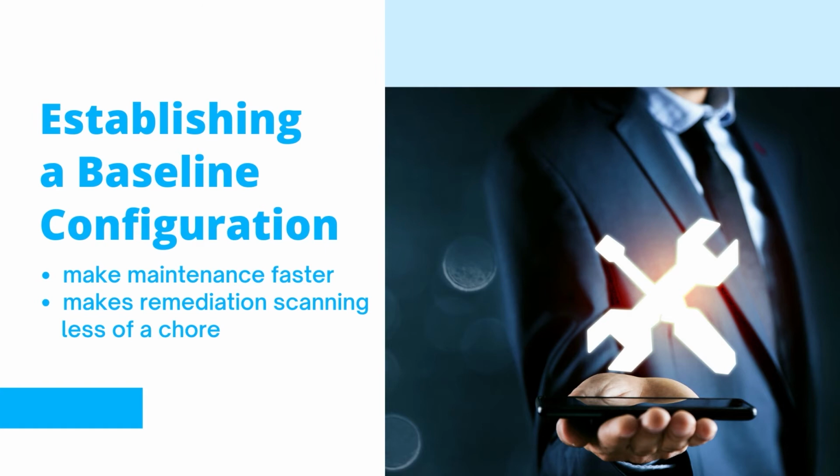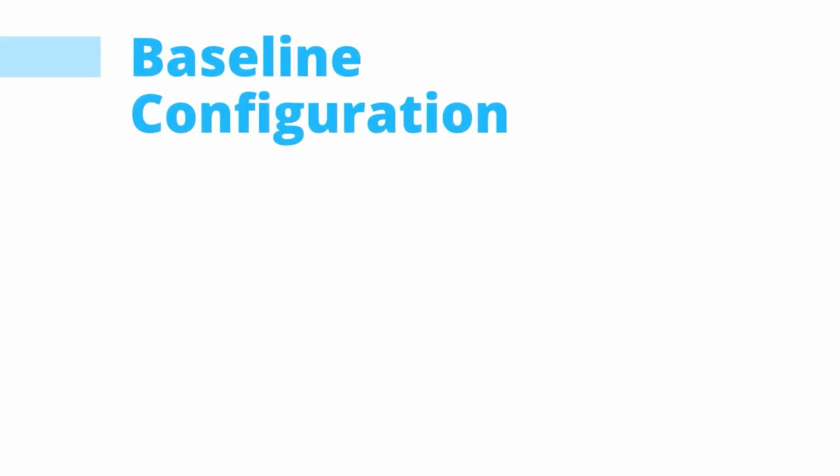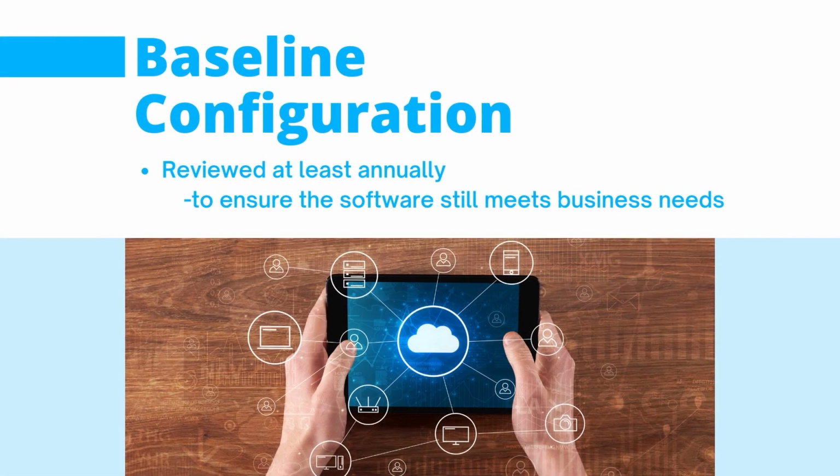It makes remediation and scanning less of a chore, as you can push the update package to a subset of systems with the same baseline software, potentially removing multiple vulnerabilities in one action. These baseline configurations should be reviewed at least annually to ensure the software still meets business needs, and each system should be reviewed when it is deployed or upgraded to ensure that it still meets that baseline configuration.